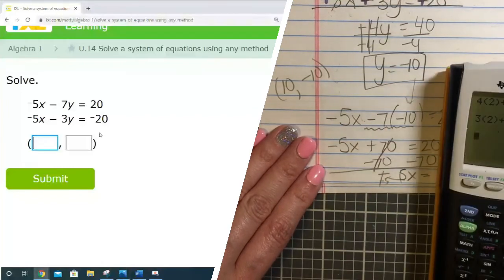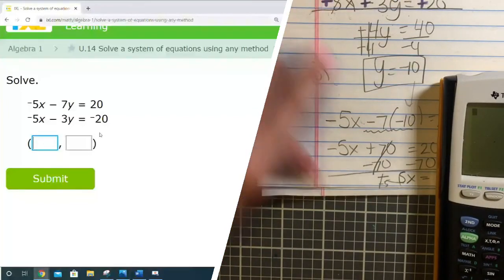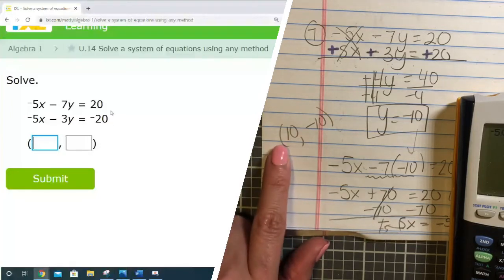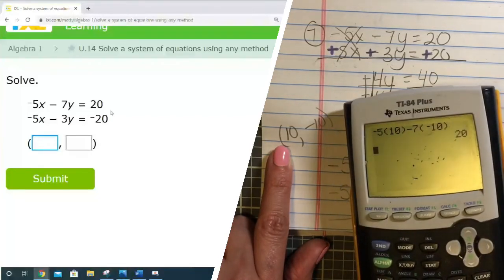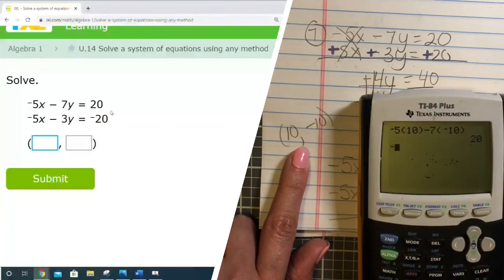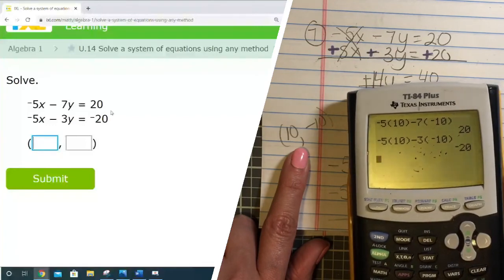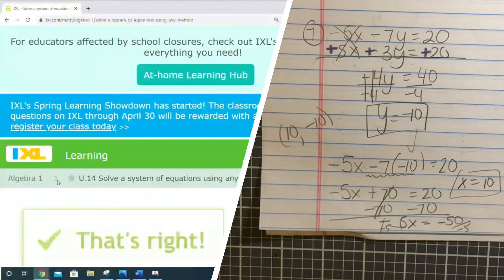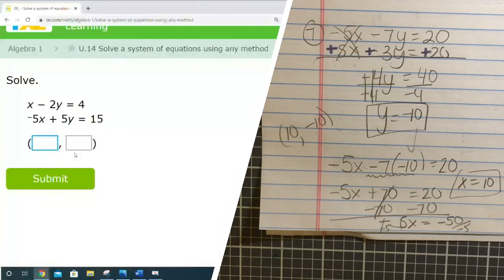Let's check it out before we type it in. So we're going to go back to the original. It's really important that you go back to the original questions that you have printed right here, okay? So we have -5 times positive 10 minus 7 times negative 10, and that does equal 20, okay? We'll do the bottom equation, -5 times positive 10 minus 3 times negative 10, and that also equals -20. So we have our answers, we know they're right, we can go ahead and type them in. So we have 10, comma, -10. Submit. That's right, woohoo. All right, almost there.